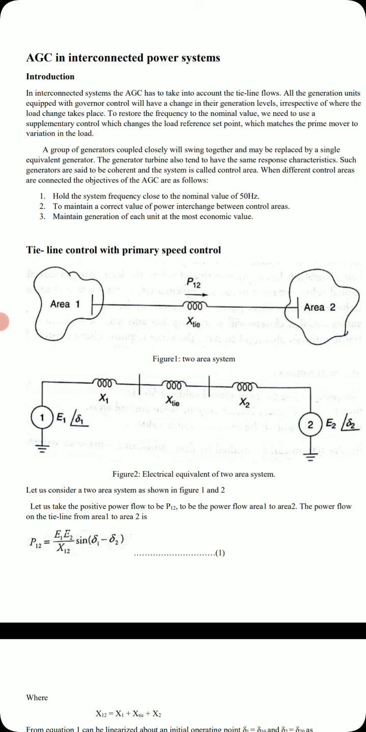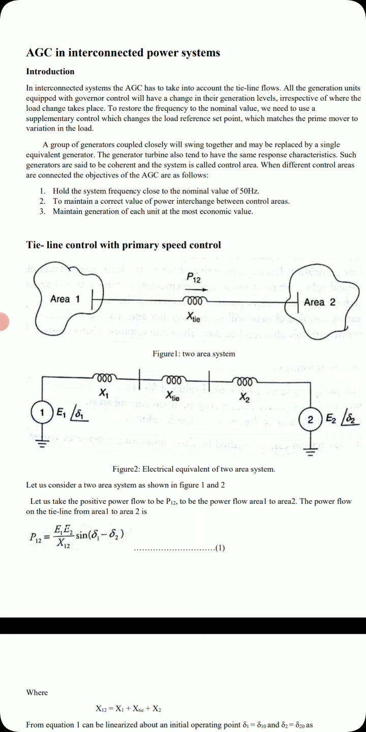So the power flow equation for the tie line from 1 to 2 is very simple: P12 is given by E1 E2 divided by X12 into sine of delta 1 minus delta 2, equation 1. Figure 2 is the electrical equivalent of the same system. The first area has one generator with its EMF E1 and angle delta 1, and its reactance is X1. Tie line reactance is X tie. Second area's generator has E2 and angle delta 2, and X2 is the reactance of area 2. It is very clear in this figure, is it?